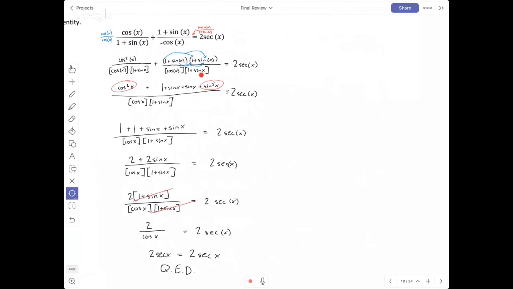Now, obviously, this is a pretty long way to do it. I showed in excruciating detail all of the distributions and factorizations. I wouldn't think that you would need to show each and every step this way. I would think that probably you could have distributed here pretty quickly, canceled to 2, and gone to here. Anyway, that's everything you need to do to establish that identity.